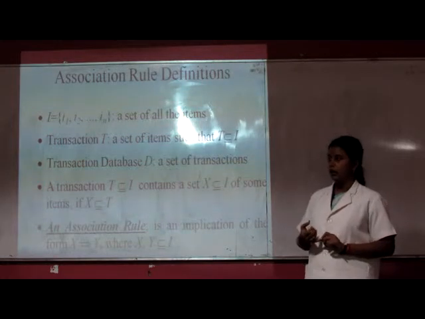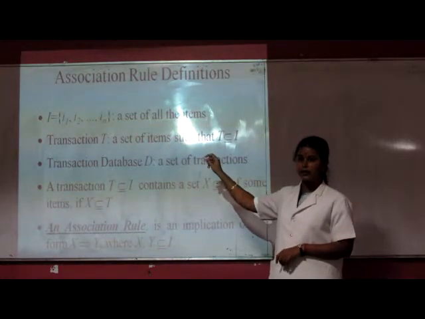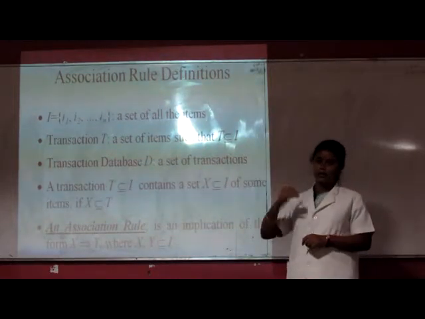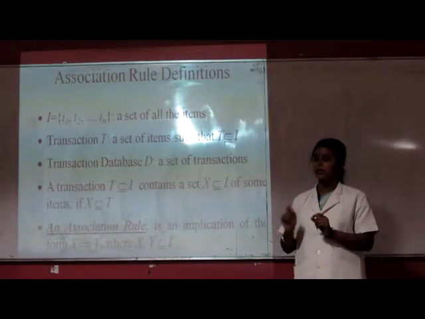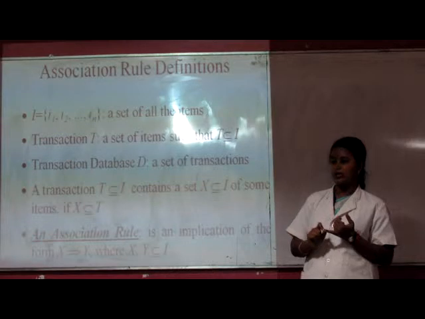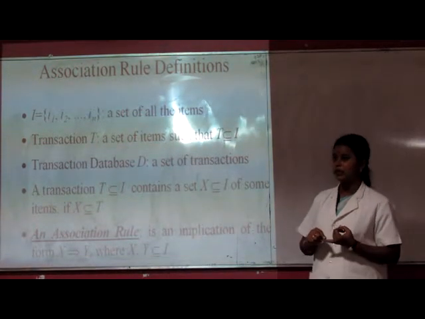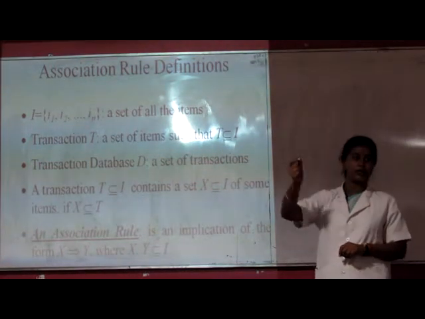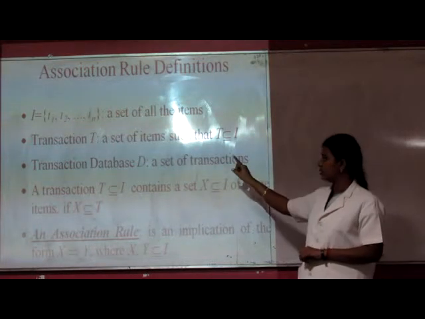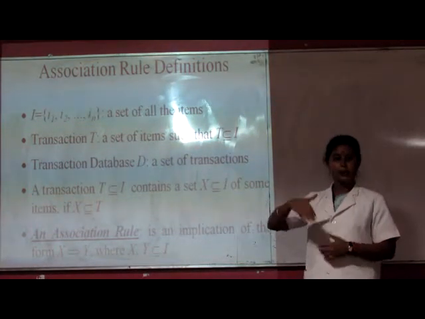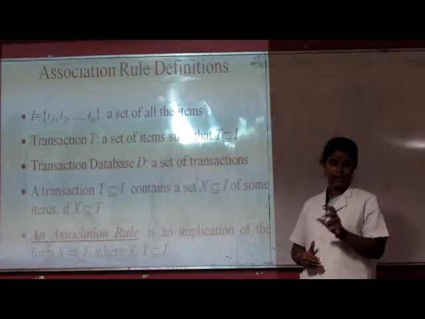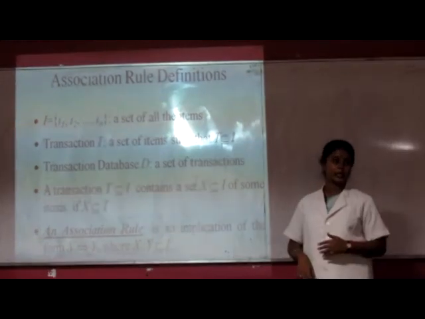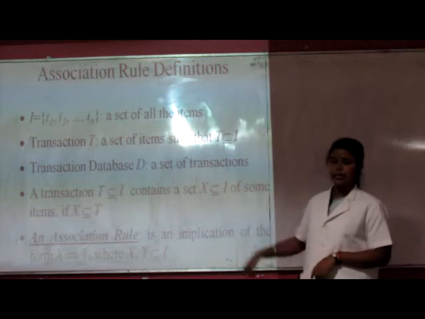items I1 to IN. We are considering the set of all the items as I1 to IN. After that, a transaction: each purchase will be considered as a transaction. For a transaction, how many items were used comes into the transaction. So transaction T is a set of items, the items I purchase in a single transaction. And then the transaction database: all the transactions that are made and their items are put into a table called the database.